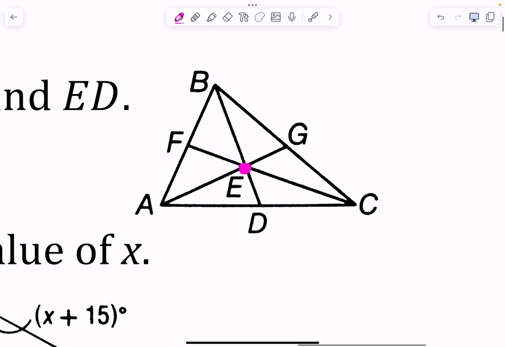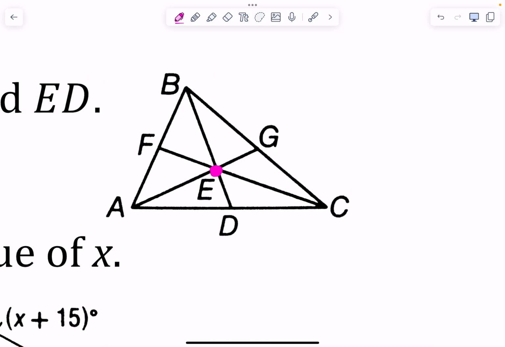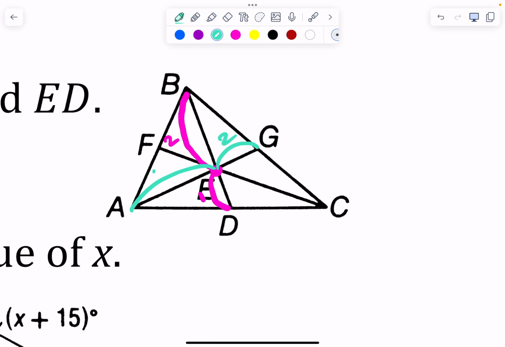And here was the deal with centroid. When it's a centroid, the smaller piece is half the length of the longer piece. Like if this is 1, then this is 2, right? Don't write this down. If this is 2, then this is 4. If this is 3, then this is 6. The smaller piece is half of the longer piece, and that's how a centroid works.